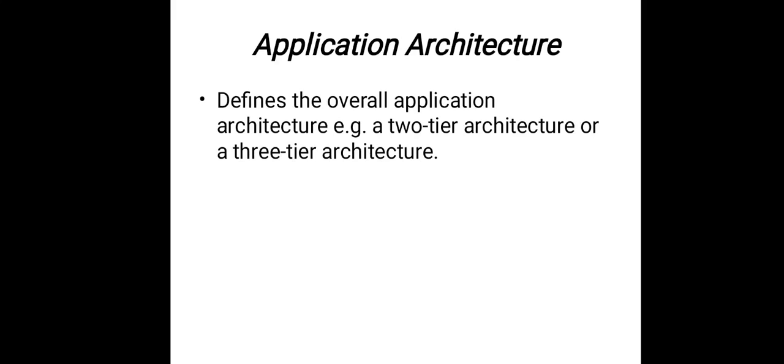Next is the application architecture. It defines the overall application architecture. For example, whether we are going for a 2-tier architecture or a 3-tier architecture. It must contain a diagram depicting the system architecture properly.